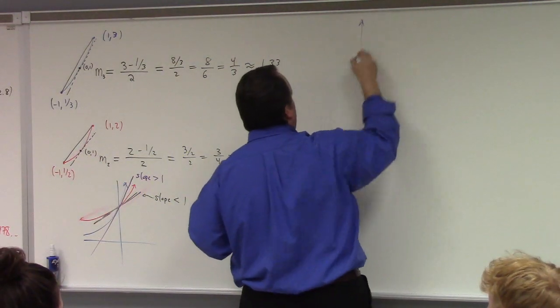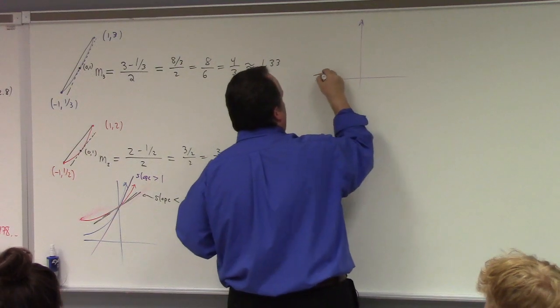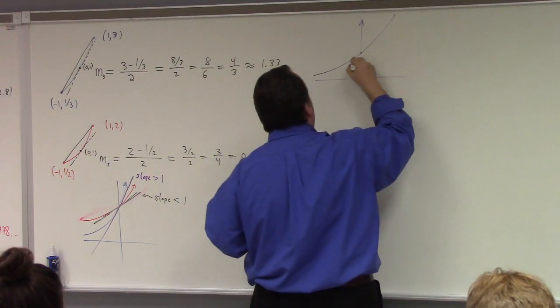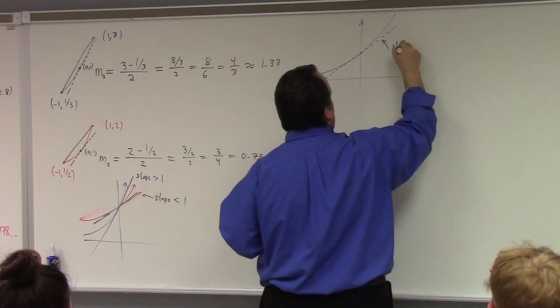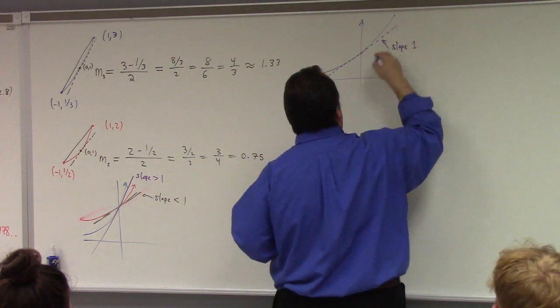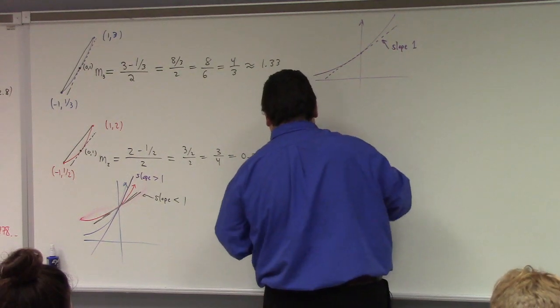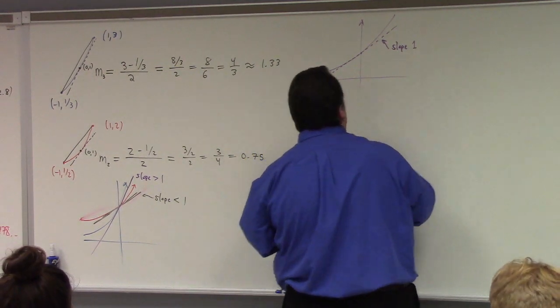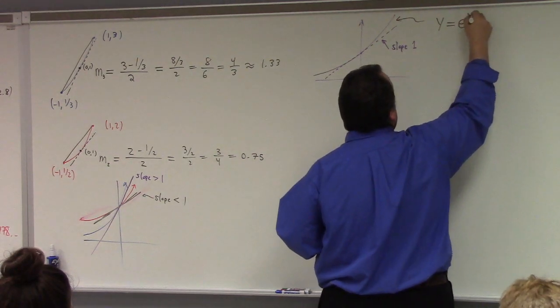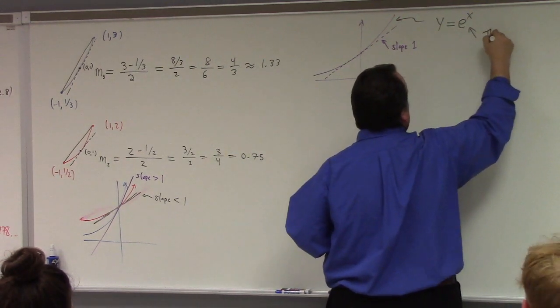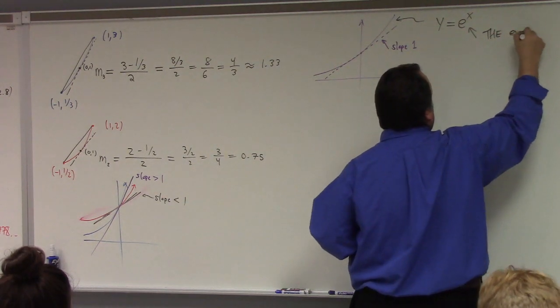So basically this is it. If your exponential function looks like this, and the tangent line right here has slope 1, then this is not just any exponential function, this is the exponential function.